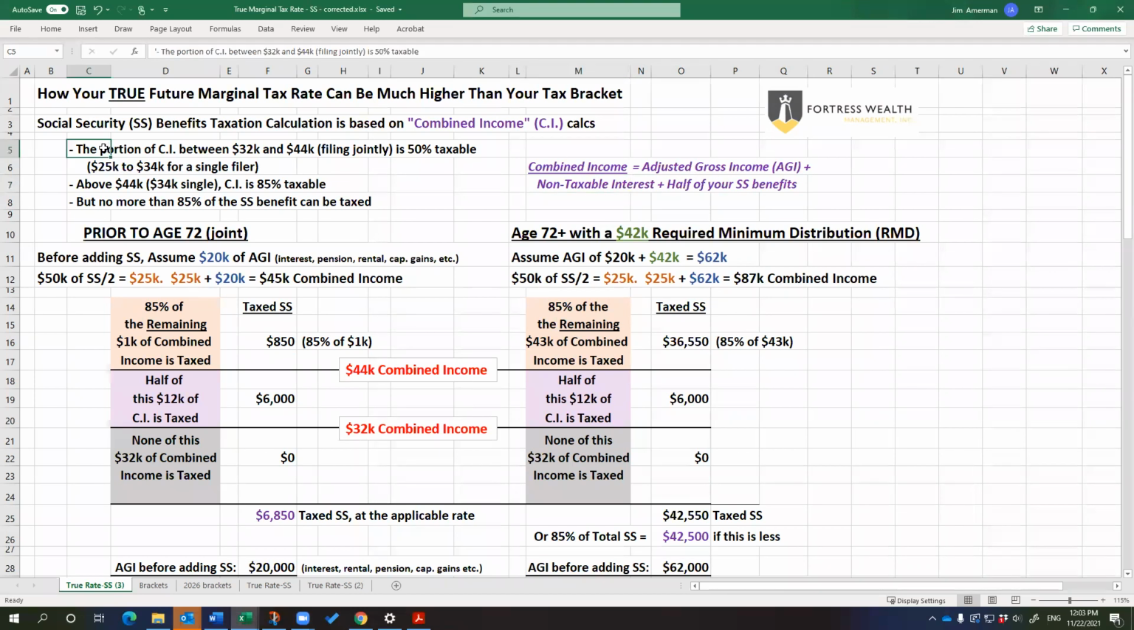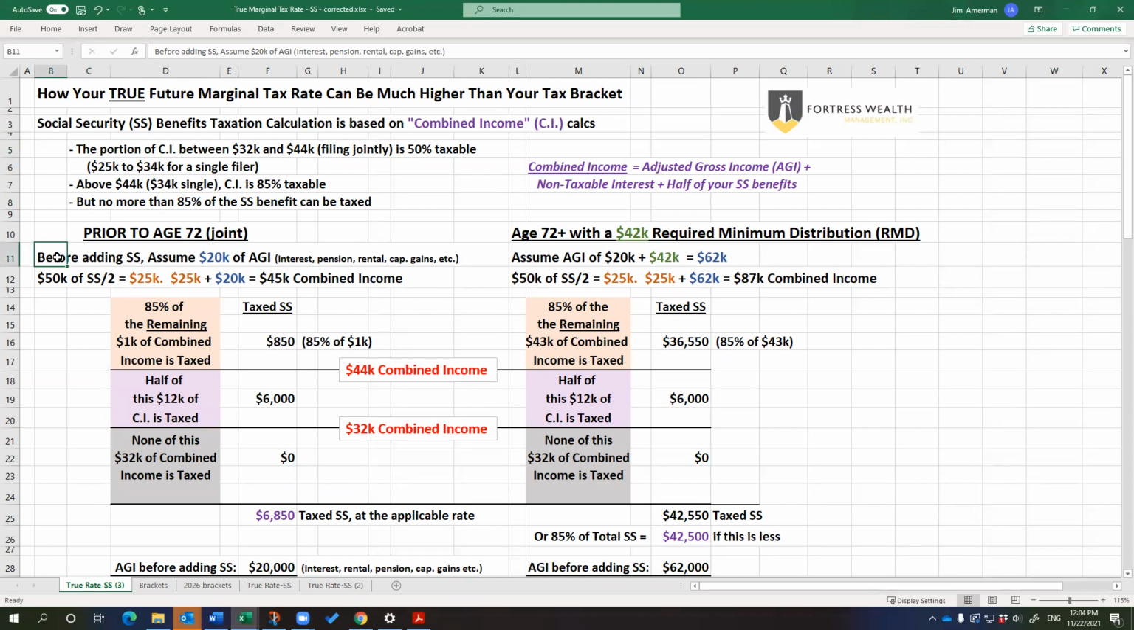And then going back to the left here, the portion of this combined income between 32 and 44,000 is 50% taxable. It's 25 to 34,000 for single filing. And then above that 44,000 cutoff, the combined income is 85% taxable. Then there's a limit: no more than 85% of the total Social Security benefit can be taxed. So this is confusing, I realize. With this chart below, maybe we can shed some light on this.